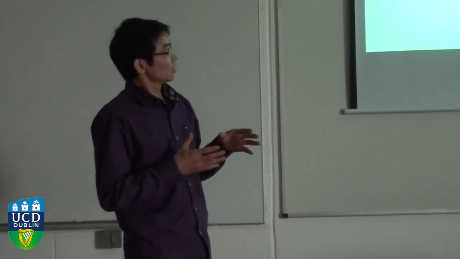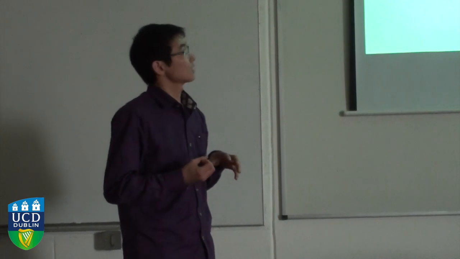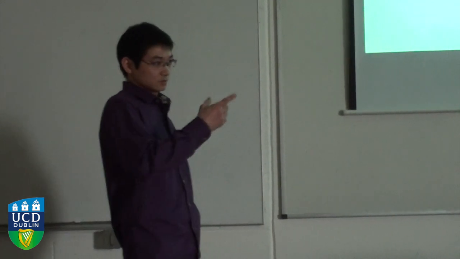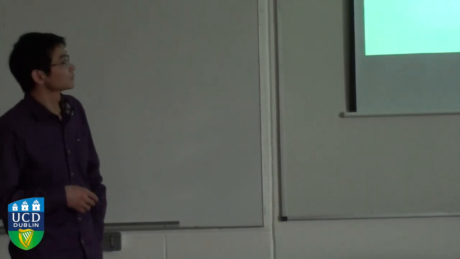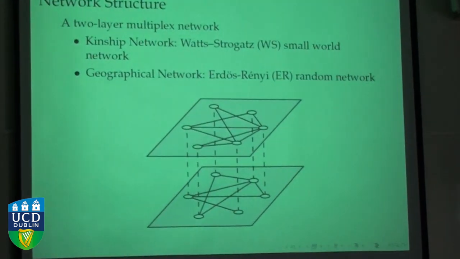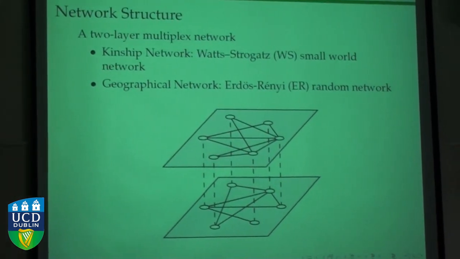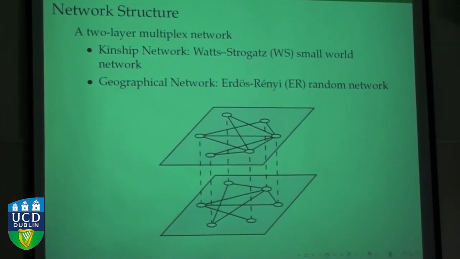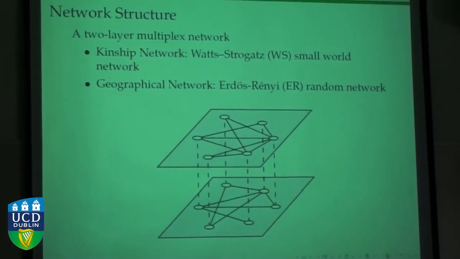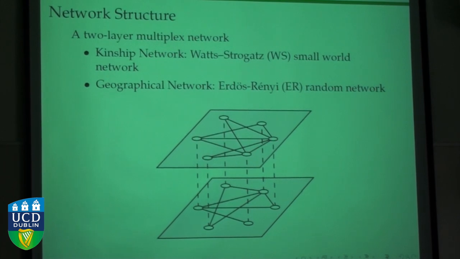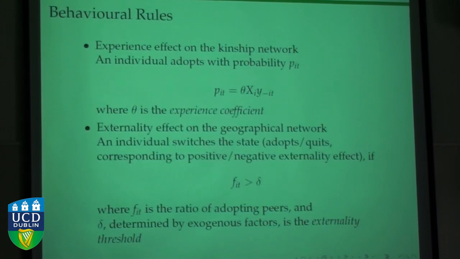We find the kinship network in the village matches the small-world network very well. We have another paper about this network structure in rural China, where we have the result. And we also simulate the geographic network, which here is the land plot neighborhood network, as a random network. So here we have the network structure of our simulation environment.